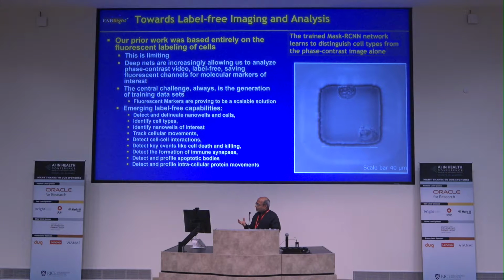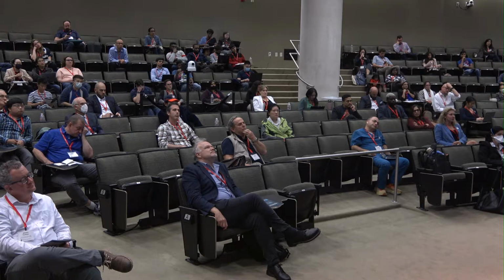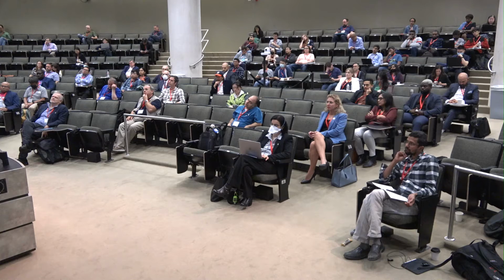But now, these neural networks, fairly routine ones, like mask-RCNN, for example, in this case, we're able to actually not only delineate the cells, but also identify what cell type it is. And we've started to develop a very long list of capabilities, all without the benefit of fluorescent markers. We're able to identify cell types. We're able to identify nanowells of interest where certain types of actions have happened, right?